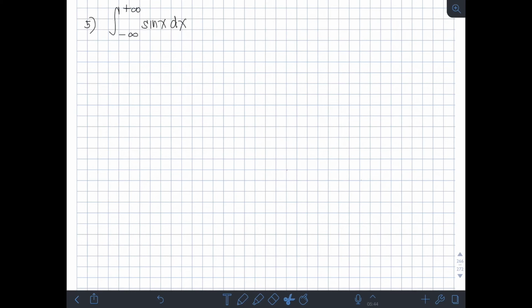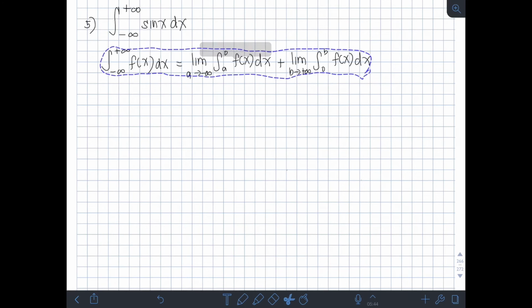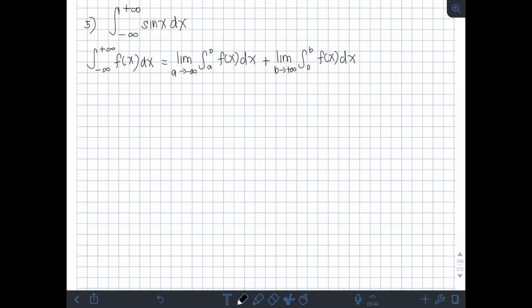Next, we have integral of sine x dx from negative infinity to positive infinity. Okay, so this time, case 3 ulit ito sa improper integrals. So, gamitin natin yung formula doon. Okay, ito yung formula natin kanina ulit, right? So, equal to sa limit ng integral ng f of x dx is sin x dx, right? Sin x dx from a to 0, then as a approaches negative infinity, plus limit ng integral, so same f of x dx na sin x dx din, this time from 0 to b, as b approaches positive infinity.